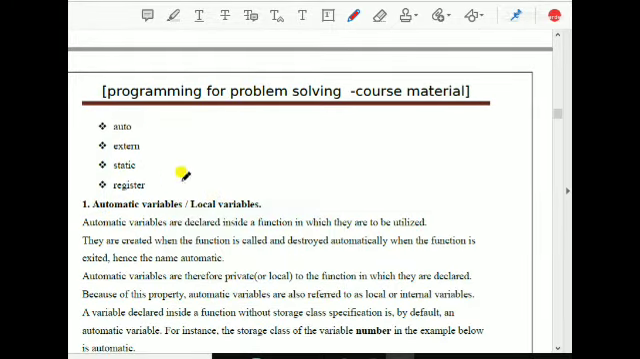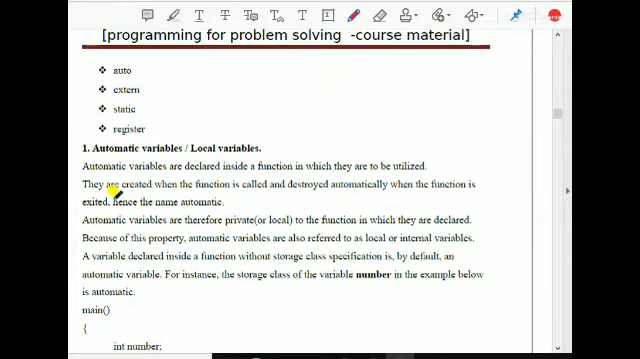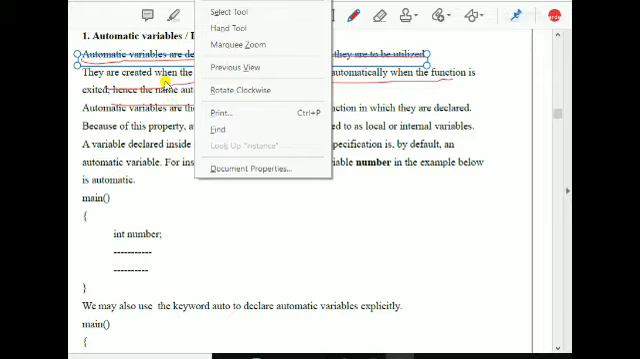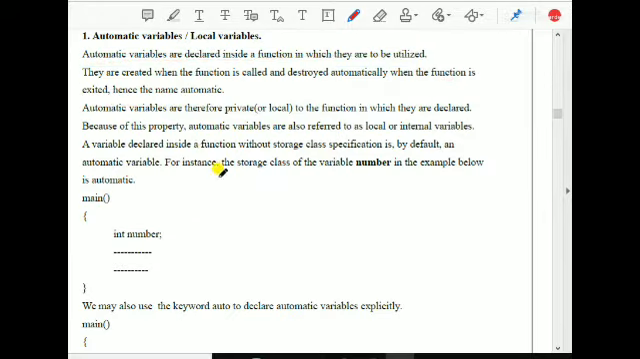See, we know storage classes, but we don't know that they are called storage classes. If I explain, you can easily understand. See, automatic variables are declared inside a function in which they are to be utilized. They are created when the function is called and destroyed automatically when the function is exited. See these. First I have to delete this.